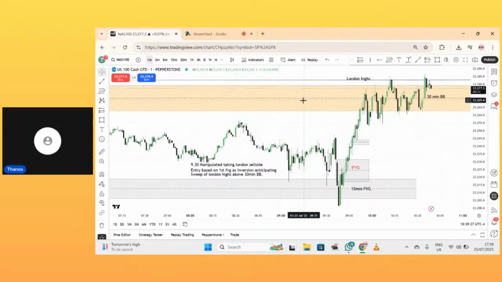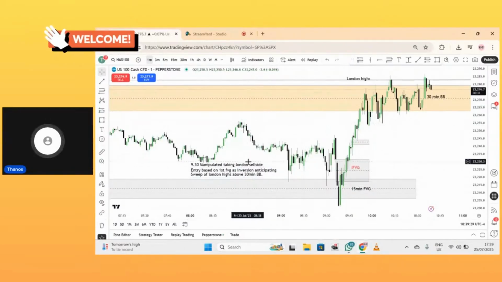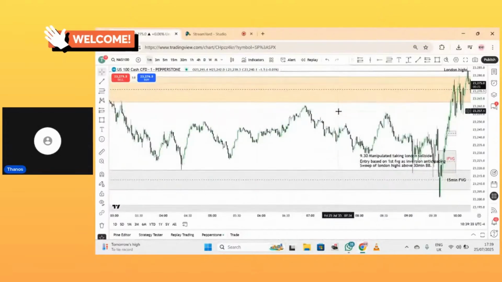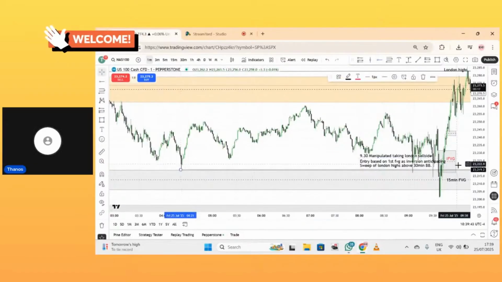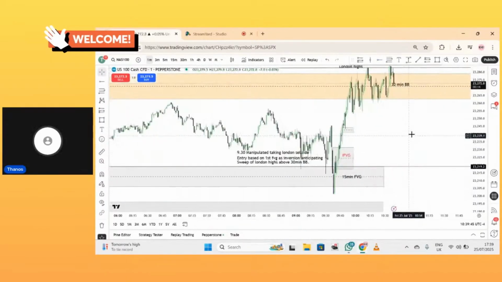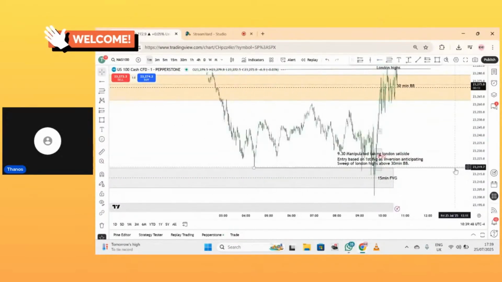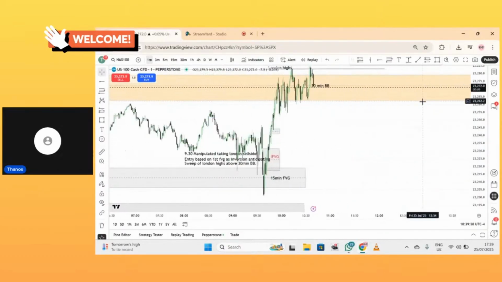So this is the trade I took on Nasdaq today. What I marked is the London lows here, because this is 4:30. So I marked these lows here as London lows. I think I've labeled them here. These were the London lows.